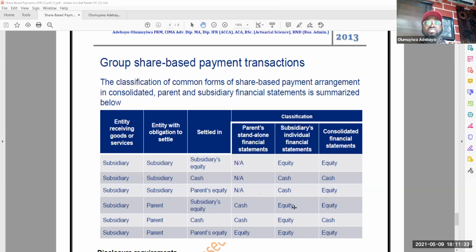This is the height of the complication that you can have in share-based payment. But regardless of the complication, since you have identified whether it is equity settled, cash settled, or not applicable, you will now have to treat it the same way you would have treated it on a standalone basis, equity settled or cash settled. Any question on that?